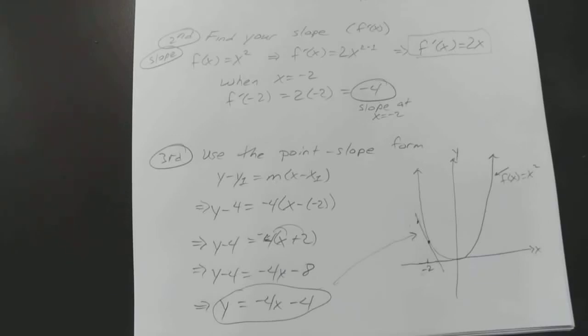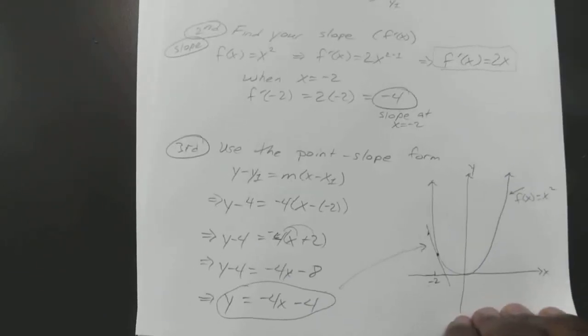So we find the prime by finding the slope. So when you find the prime equation, then you plug it in to get the slope. Yep.